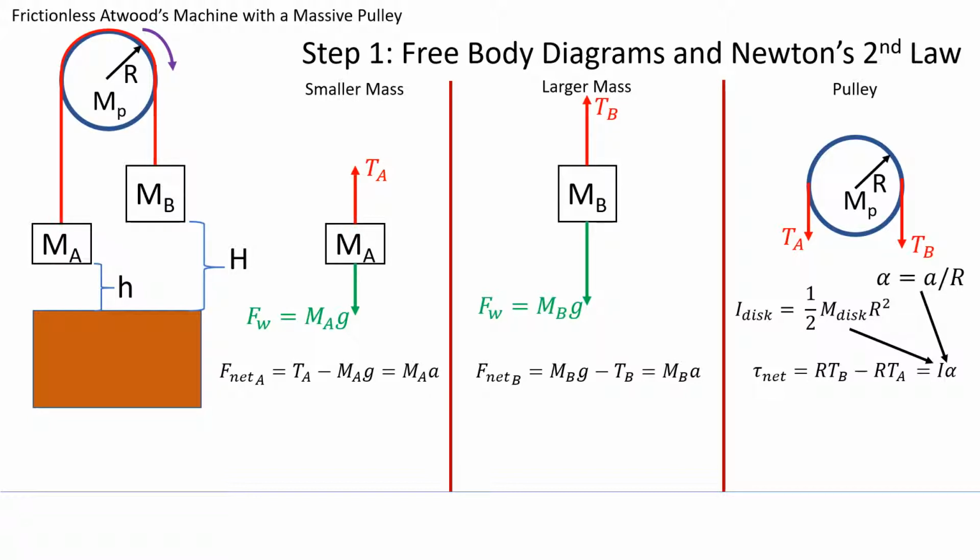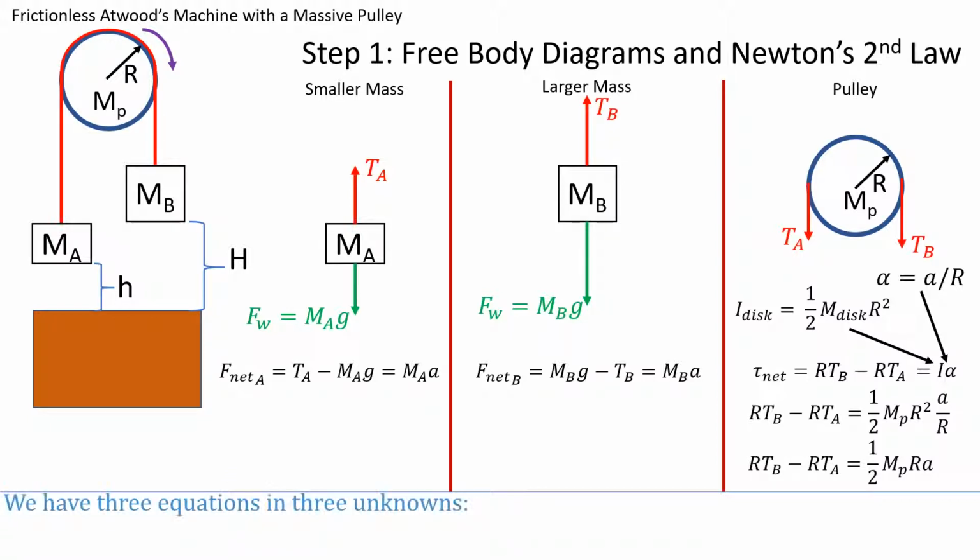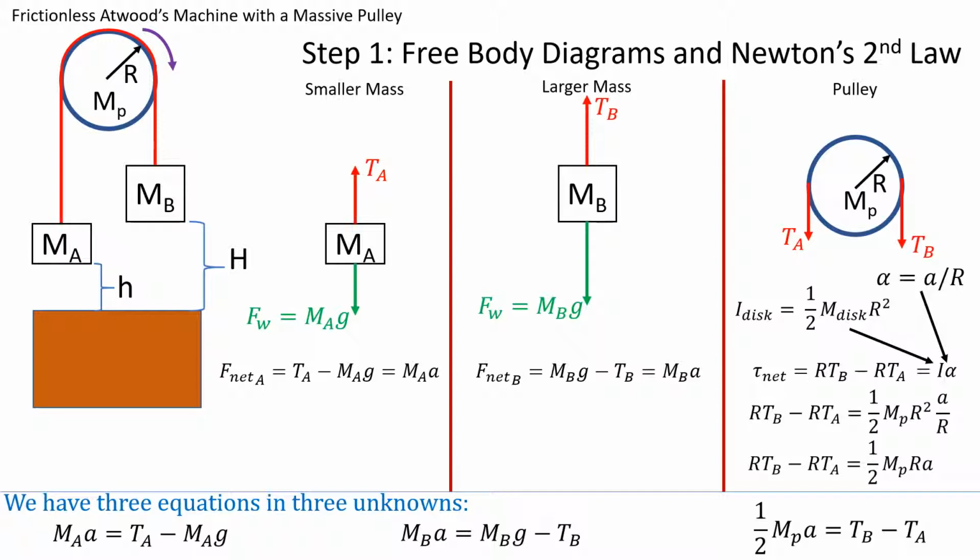And we can look up that the moment of inertia for a disk is 1/2 m r squared. So we can put these in and get that r T_B minus r T_A equals 1/2 m_pulley r squared times a over r. And of course we can simplify that, canceling one of the r's, and arrive at this equation. So now what we have is 3 equations and 3 unknowns.